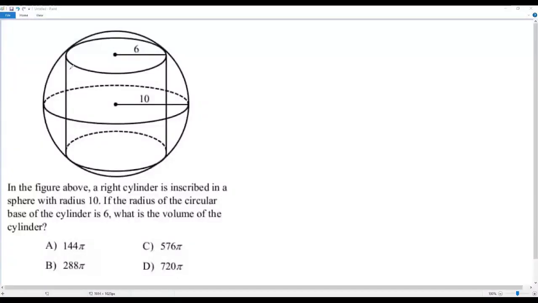Here we have a math problem. Okay, let's go to the question. In the figure above, a right cylinder is inscribed in a sphere with radius 10. If the radius of the circular base of the cylinder is 6, what is the volume of the cylinder?